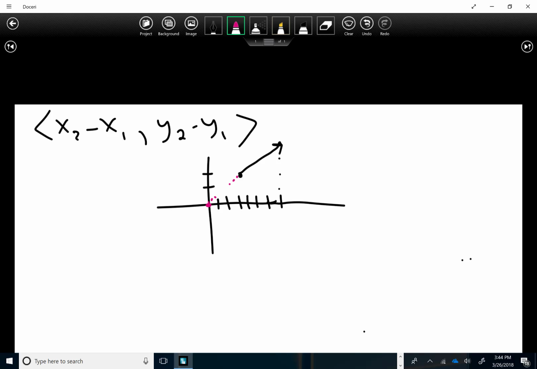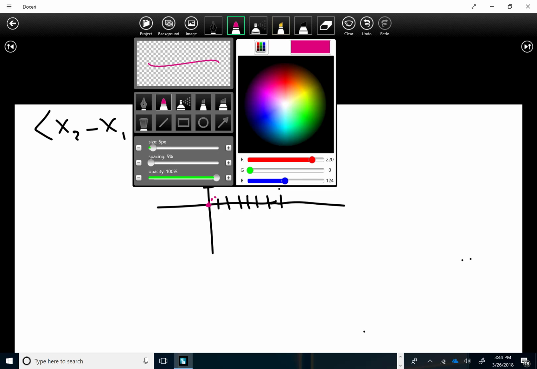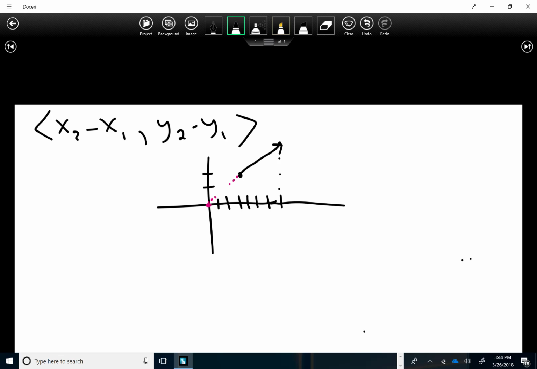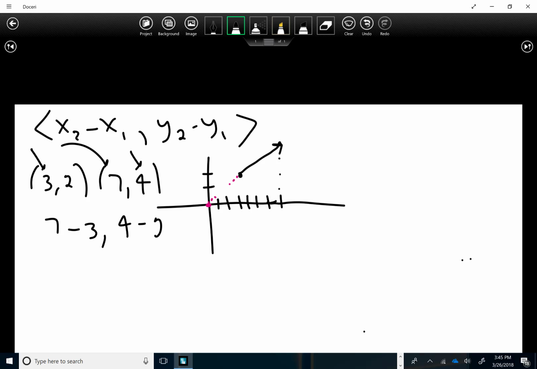So what we do to do that is we take the ordered pairs that we had. Let's just go back to black here. If I take the ordered pairs that I'm given, 3, 2, and 7, 4, and we just take the second x minus the first x, and the second y minus the first y, we get 4, 2.